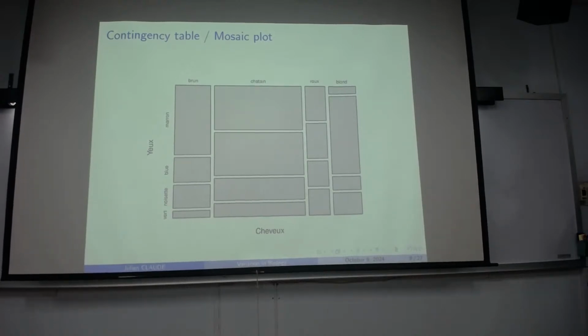Rather than make a table, we can make a plot. You have a kind of plot here. We call that plot a mosaic plot. This is a mosaic plot. We associate two categories. We will do this today.